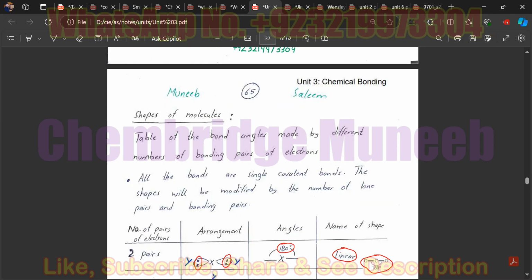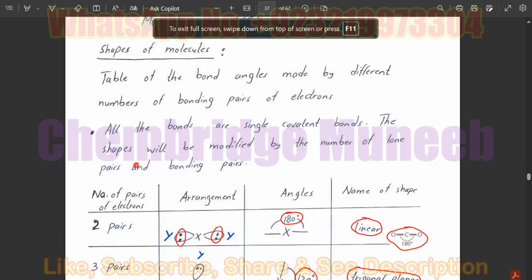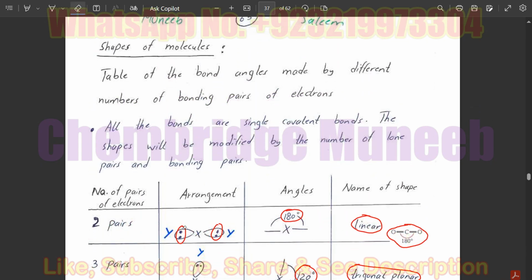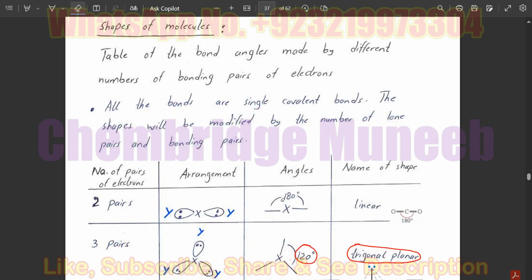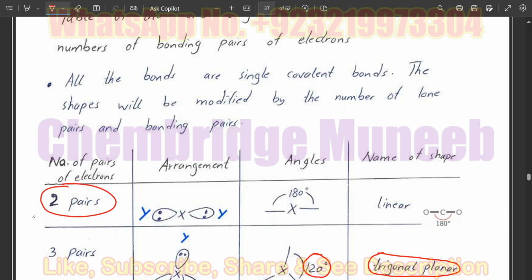Okay, so with the shapes of the molecules, we will look first at the bonding pairs, which will decide the shape and the angle between the atoms. Here we are starting from only two pairs of bonding. These are called the bonding pairs or shared pairs of electrons, like those electrons which are shared between the two atoms.